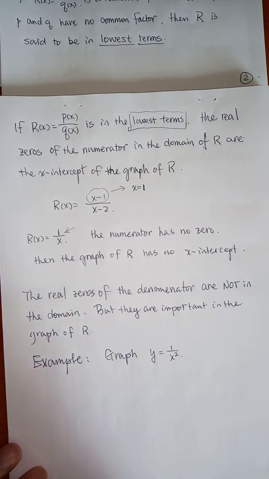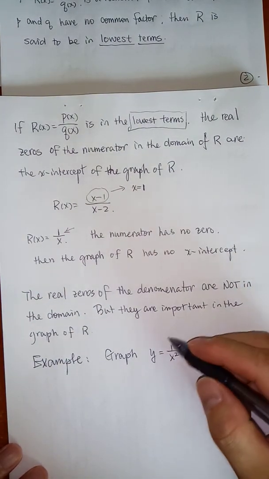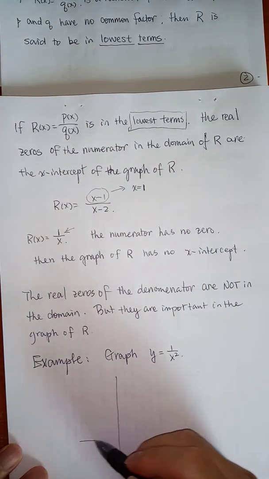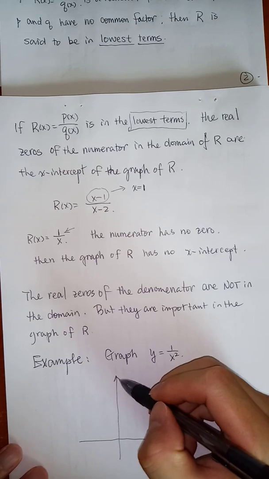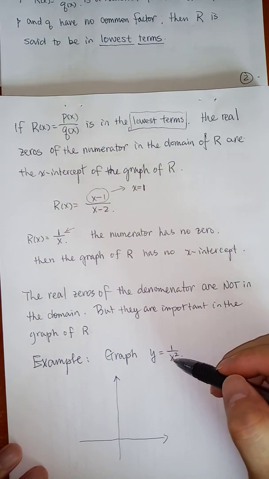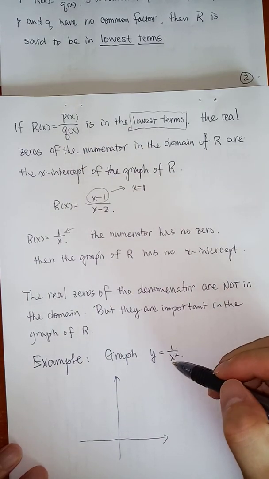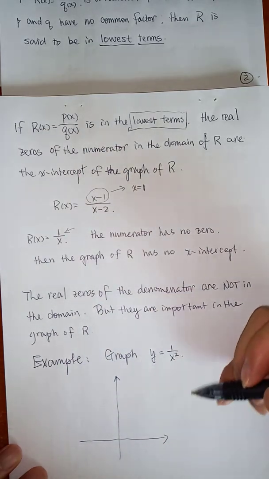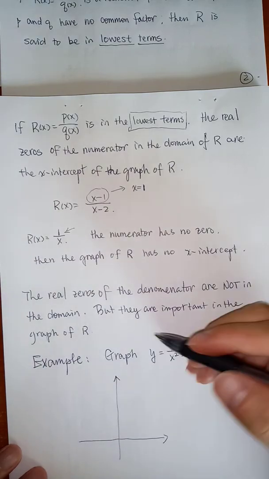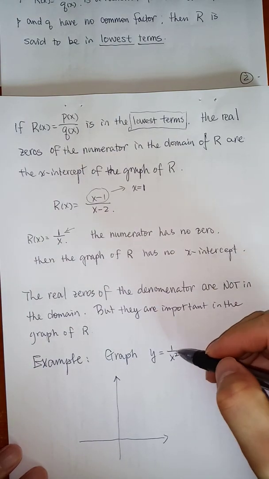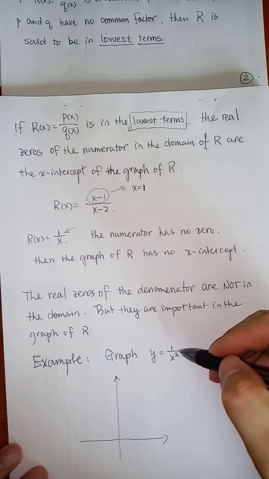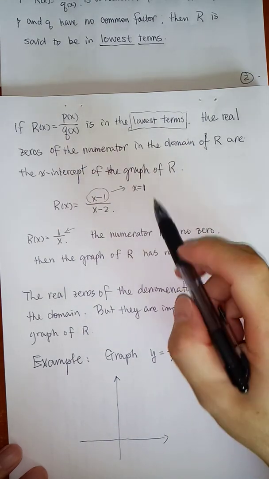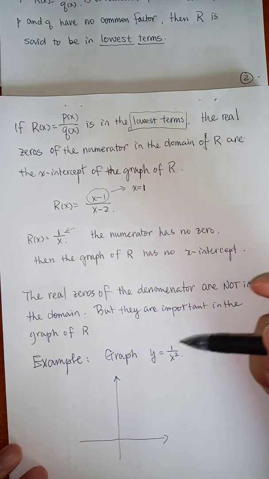Let's try to sketch the graph of a special function, y equal to 1 over x squared. We know that x squared, for whatever x, is always positive. So 1 over a positive number is still positive. So the graph is always above the x-axis. We don't need the lower part. And also the numerator is not 0 for whatever x, so there's no x-intercept.